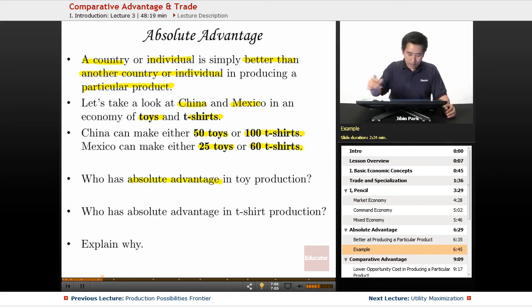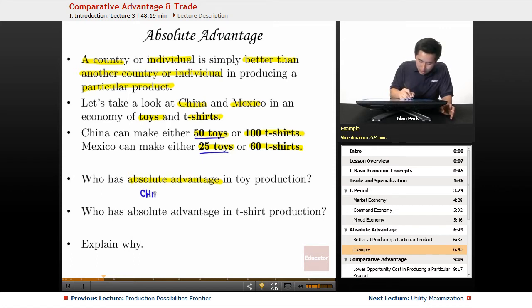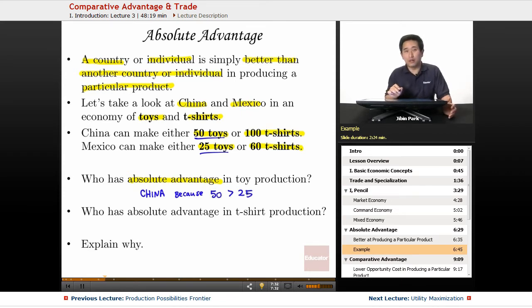Well, it's quite simple here. You take a look at these numbers, and it's pretty clear cut. China can make 50 toys, and Mexico can make 25 toys. So if it's a matter of simply absolute advantage, then China has absolute advantage. Why? Now again, there's no explanation in this question, but it doesn't hurt to say that because 50 is greater than 25. You're just simply absolutely better. It actually makes sense, right? So China has absolute advantage in toy production.